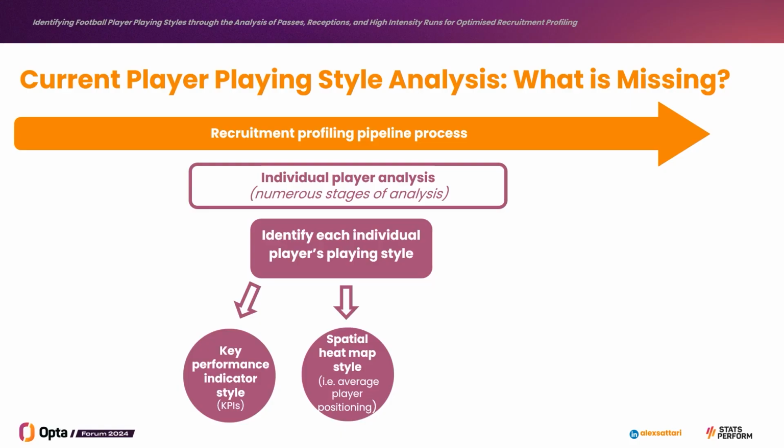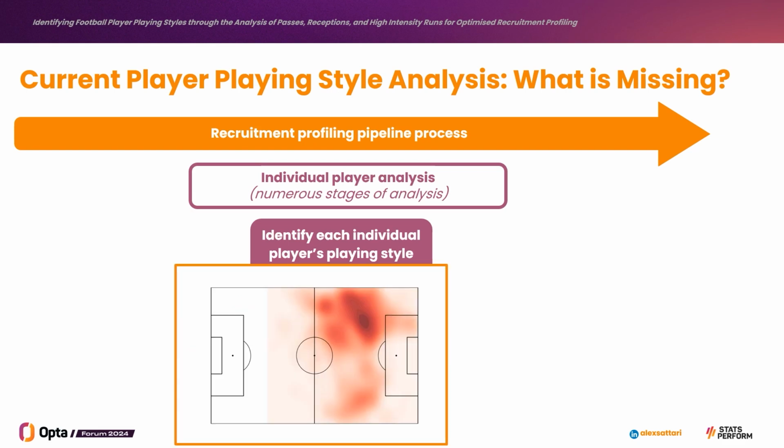But there is something missing in the KPI style, which is the positioning of those actions. We don't know where on the football pitch those shots or tackles or passes are happening. To grasp that, we can go one step further and analyze the spatial heat map style for different actions of a player. For example, we can look at players' passing heat maps, tackle heat maps, or different sorts of actions, and then find similar players in other leagues with similar heat maps as well. So far we can find players that have similar KPIs and similar heat maps.